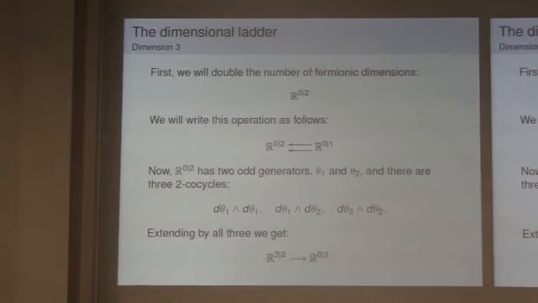So let's play this game and start climbing the dimensional ladder. First, I will double the number of fermionic dimensions. I started with R^{0|1}, so I'm going to go to R^{0|2}, and I will write this operation as a double arrow for doubling the number of fermionic dimensions, and because it's actually a pushout, if you speak that categorical language. Now, R^{0|2} has two odd generators, theta 1 and theta 2, and there are three 2-cocycles, wedging d theta 1 with d theta 1, etc. These three are cocycles, and they form a basis of all 2-cocycles.